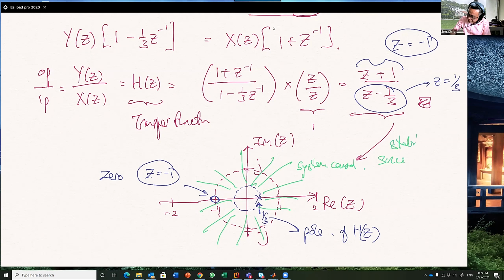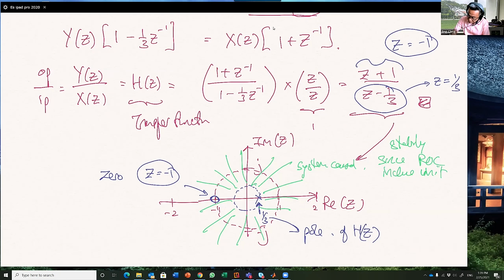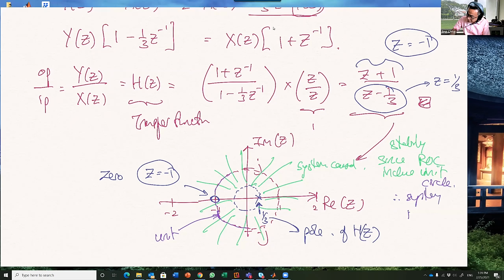Stability will be asked. Since the ROC, which is the hair, or this little guy, includes the unit circle. Where's the unit circle? Which is that red line here. Okay, I better draw the unit circle for you. This guy that is now in purple is the unit circle. Since the ROC includes the unit circle, therefore the system H(z) is stable.